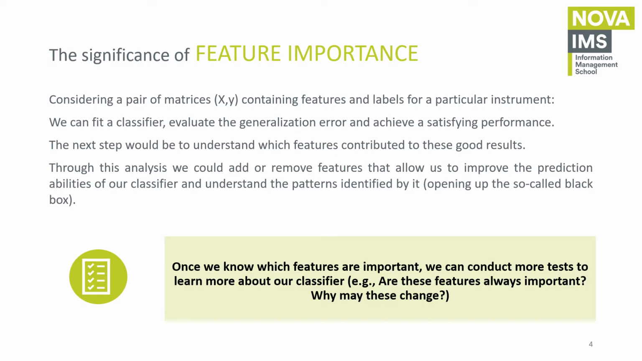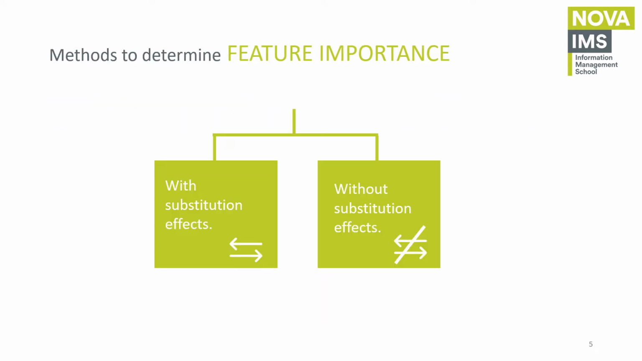Once we know which features are important, we can conduct more tests to learn more about our classifier. So we could analyze whether these features are always important and what may lead them to change through time, for instance. As mentioned during the introduction to this presentation, there are two main branches to determine feature importance. We have feature importance with substitution effects and without substitution effects.